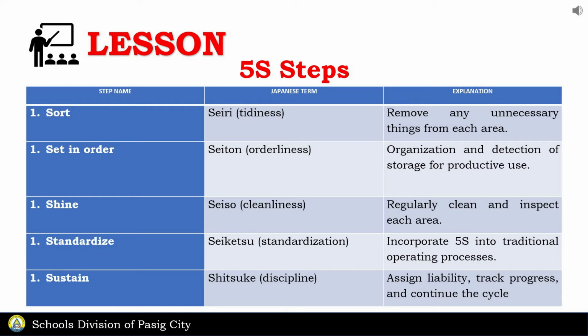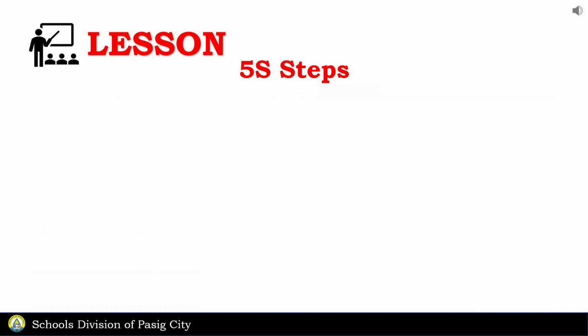The next is Shine, or Seiso, or cleanliness in Japanese term. Regularly clean and inspect each area. Next is Standardize, or Seiketsu in Japanese term. In its explanation, incorporate 5S into standard operating processes. The last one is Sustain, or Shitsuke in Japanese term. Explanation: assign responsibility, track progress, and continue the cycle.